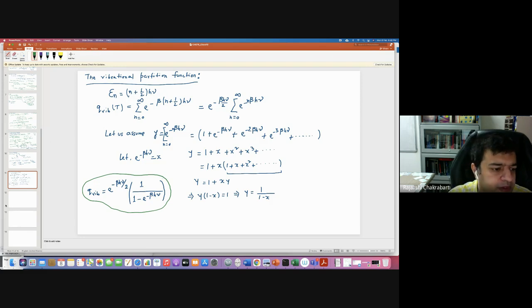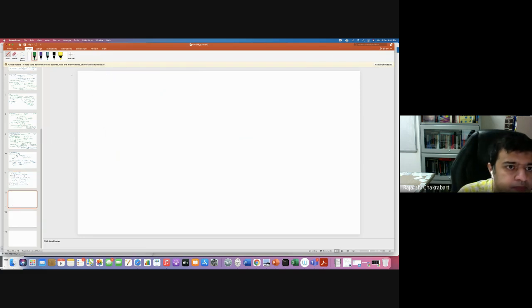Now what happened if temperature is high? Temperature basically means that beta is 1 over kBT, so h nu by kBT is very small. So then I can actually approximate, I go back to the sum and I approximate this sum as an integral, like this.